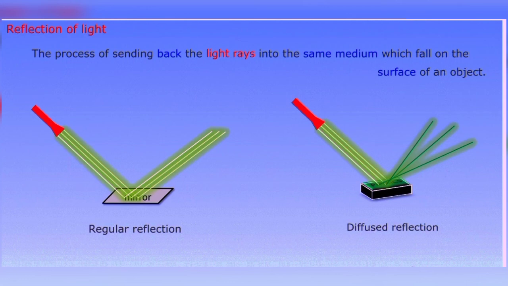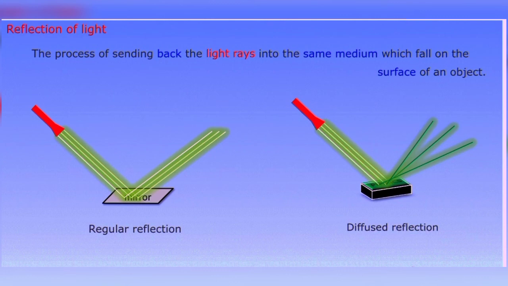Figure second is an example of diffused reflection. That means when a parallel beam of light falls on a rough surface, then the reflected light is not parallel but spreads over a wide area. Such reflection of light is called diffuse reflection. That means diffuse reflection does not follow the systematic pattern after reflection.